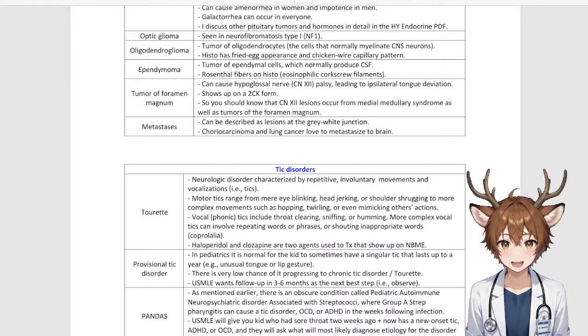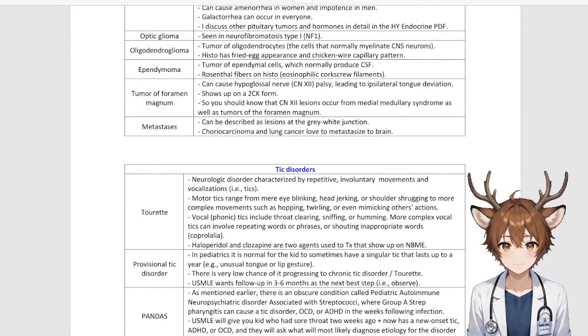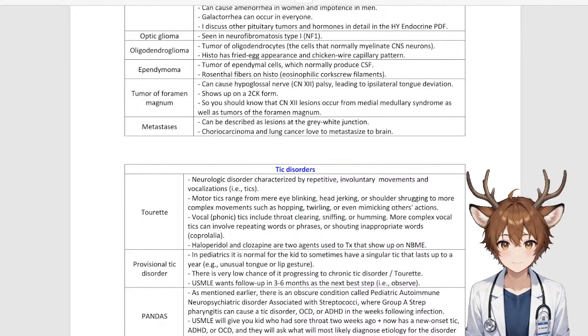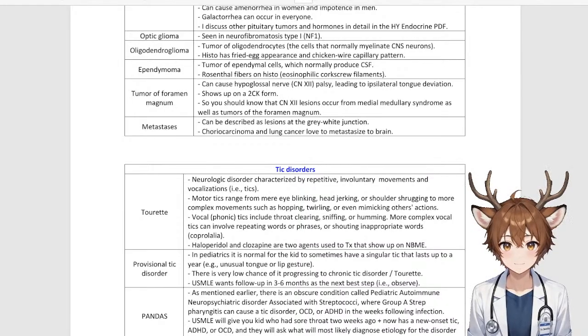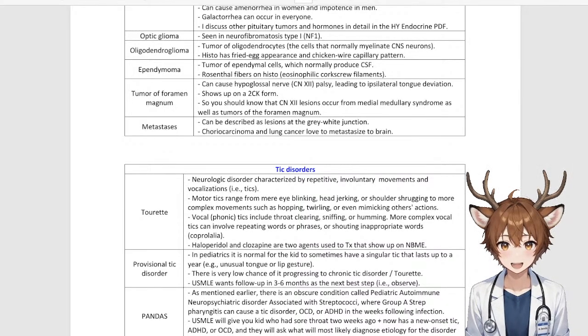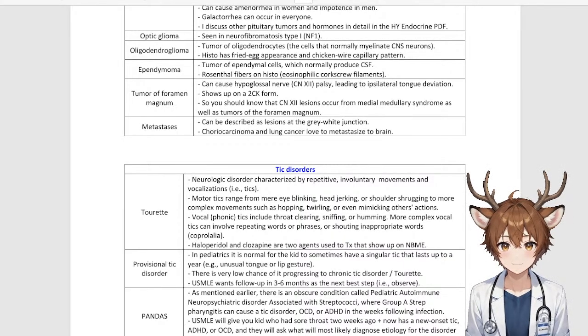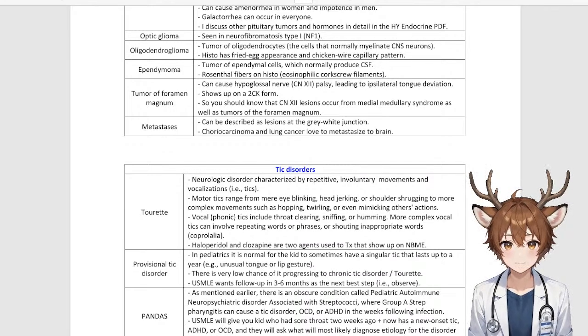Tumor of the foramen magnum can cause hypoglossal nerve, cranial nerve 12 palsy, leading to ipsilateral tongue deviation, which shows up on the Step 2 CK form. So you should know that a cranial nerve 12 lesion occurs from medial medullary syndrome as well as tumors of the foramen magnum. Metastases can be described as lesions at the gray-white junction.